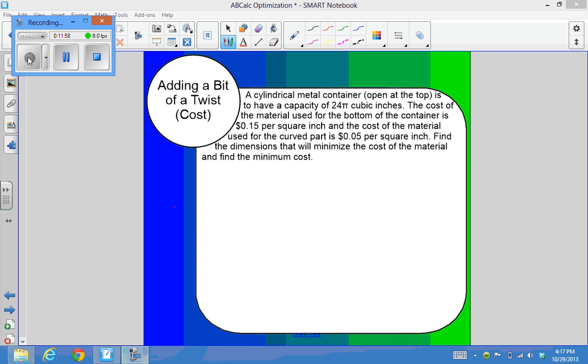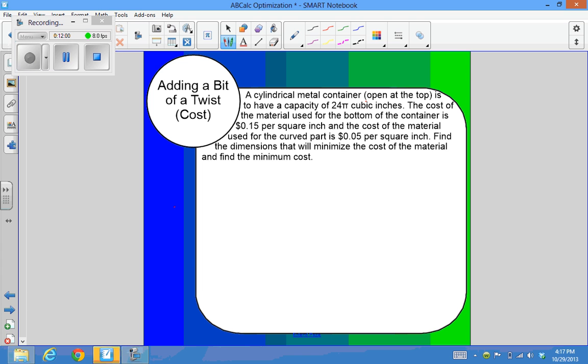We have a cylindrical metal container that is open at the top. That's a big deal. That means I do not have any type of metal up at the top. It's supposed to have a capacity of 24 pi cubic inches. That's an important thing right there. It means my volume is 24 pi cubic inches. Cost of the material used for the bottom of the container is 15 cents per square inch. Cost of the material used for the curved part, that's the ones that go around the edges, like the sides of a can. Find the dimensions that will minimize the cost of the material and find the minimum cost.